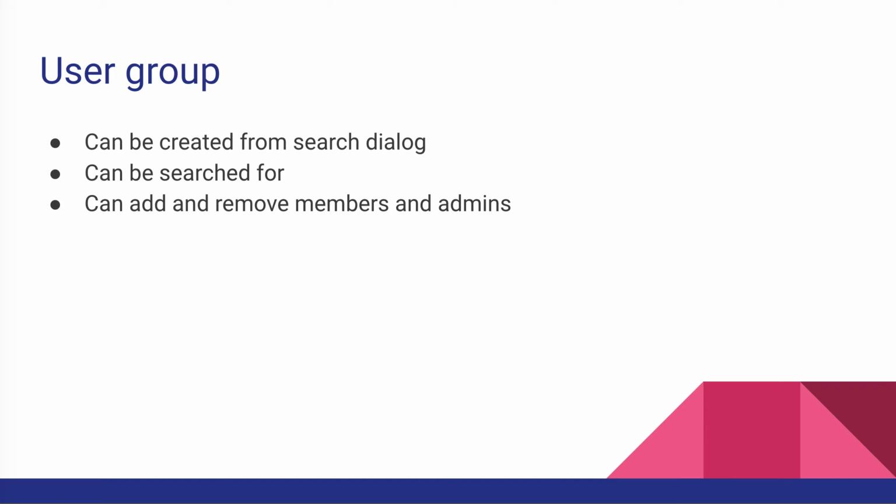So we also add user groups. These can be created from the search dialog. There's a button down at the very bottom of the list of user groups. They can be searched for as well, so if you type in the name of a user group, it'll pop up a list of user groups with a similar name. And you can also add and remove members from the group once you go to the group page.